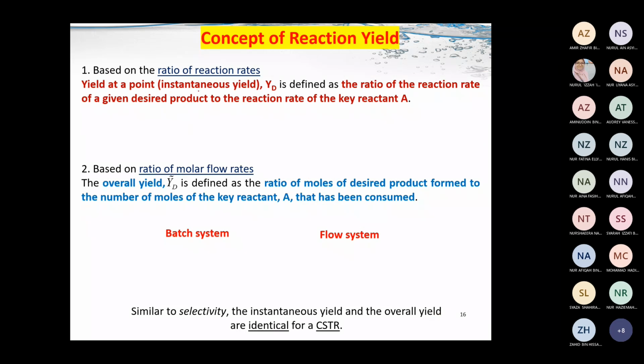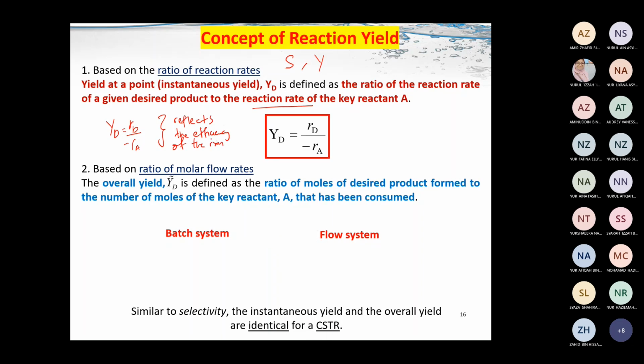Right, so based on the ratio of reaction rates, we have the instantaneous yield YD, defined as the ratio of the reaction rate of a given desired product to the reaction rate of the key reactant A. Before this we learned about S; now we look at what Y is. YD refers back to the reaction rate R, so it equals RD over the negative RA of the key reactant A. This reflects the efficiency of the reaction.